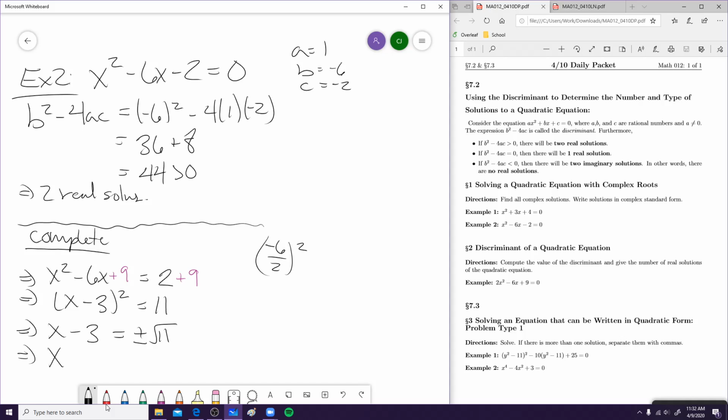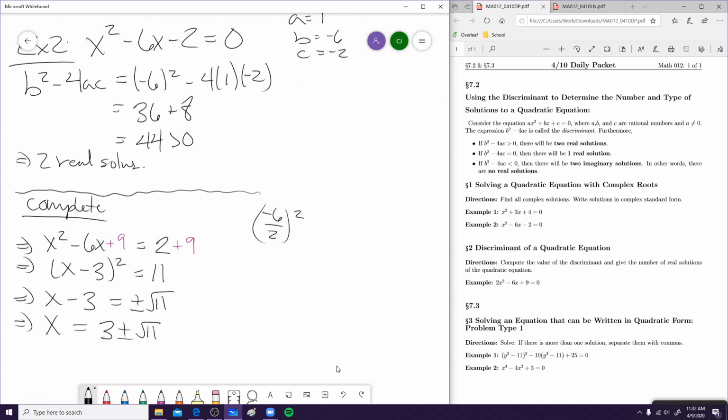So I'm just going to add 3 over, so I have x is equal to 3 plus or minus the square root of 11. So, adding one more step, we have two solutions. We have x is equal to 3 plus the square root of 11 and 3 minus the square root of 11. And as you can see from determining the discriminant, this is true because these are both real solutions. There's no i attached to them. So this is how you solve this example.